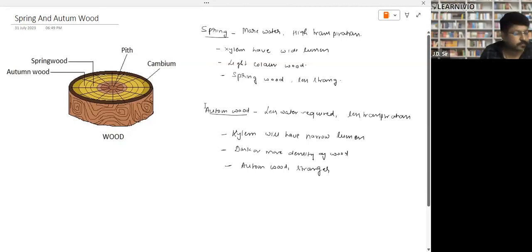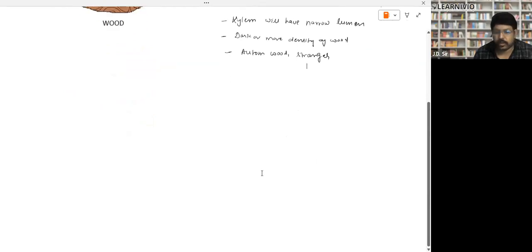Let me know when you note it down. Done, sir. Done? Okay. One more thing, last but not the least. What is heartwood and sapwood?